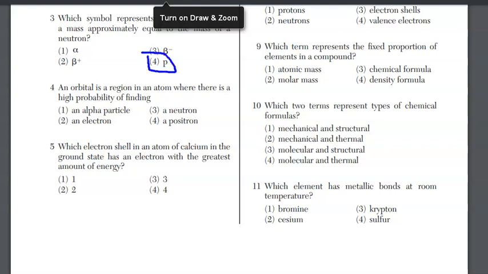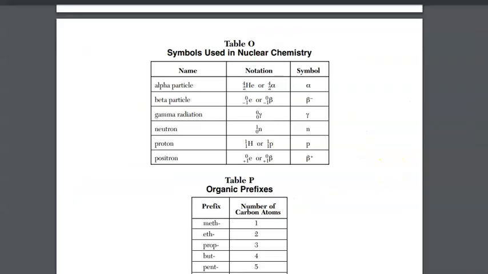Now, there is a reference table that has these symbols and what they mean. Let's take a look. We're looking at reference table O, and here's my neutron and my proton, and both have a mass number of 1. So they have essentially equal masses.